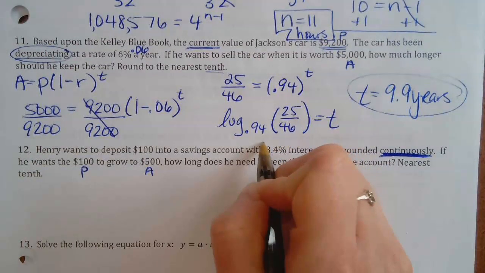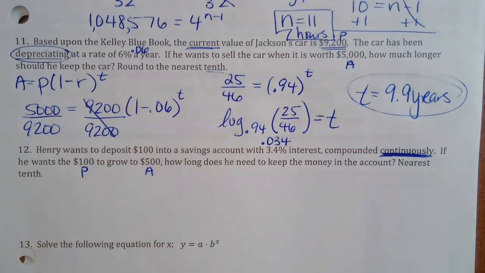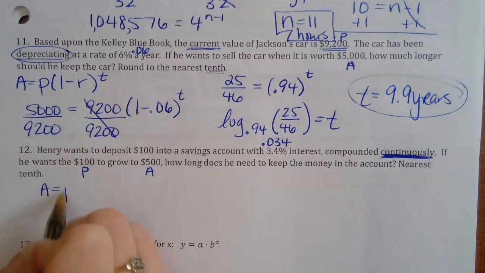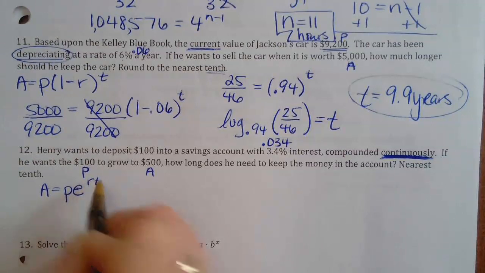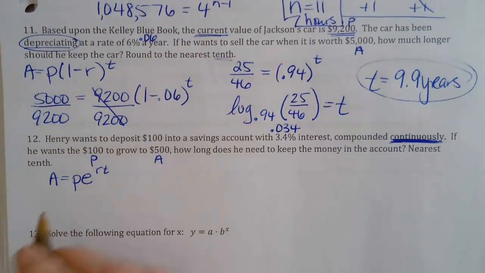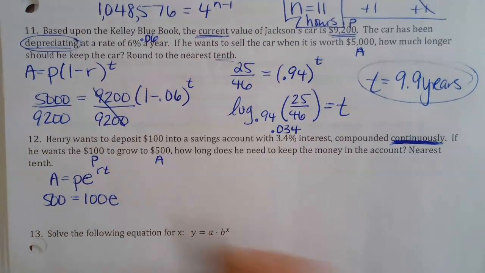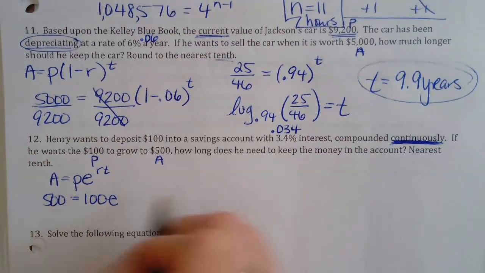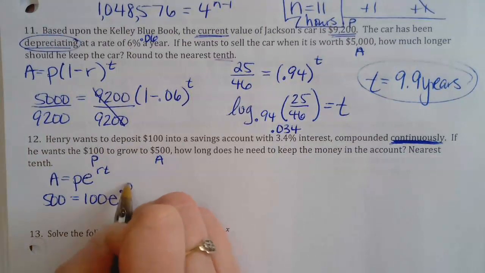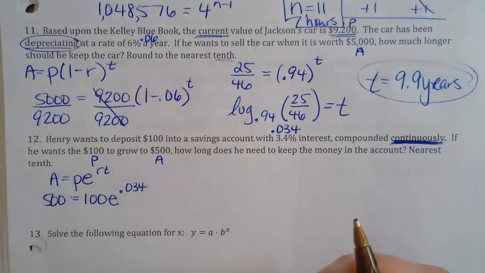3.4% interest is 0.034 as our rate, and continuously tells me that it's PERT. So A equals P e to the rt. I have the A. I have the P. e is e. That doesn't get replaced with anything. And the rate is 0.034, t. All right, let's solve it.